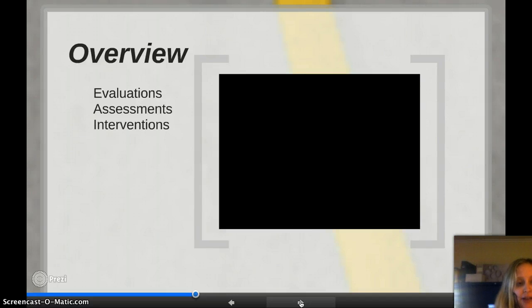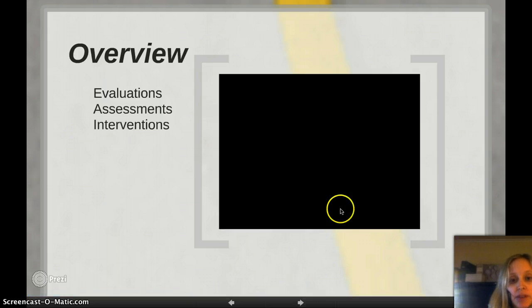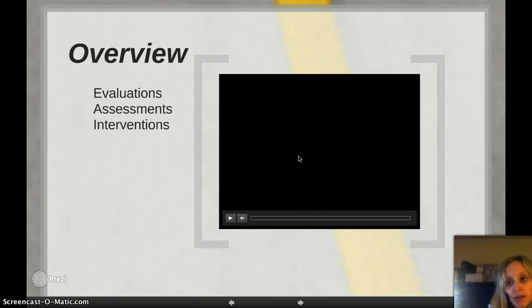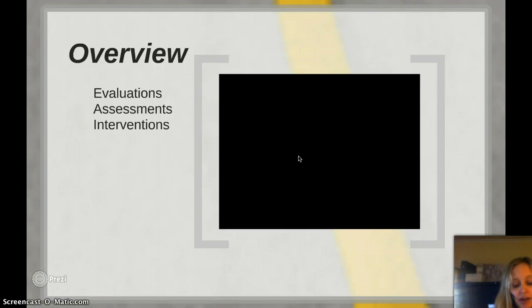So I'm going to do a quick overview to talk about evaluations, assessment, and interventions, and then I'll go into the details for each stage of the lifespan and what that entails. For evaluations, you have the occupational profile, which is the initial step in the evaluation plan, and then moving on to the analysis of occupational performance when specific problems are addressed.